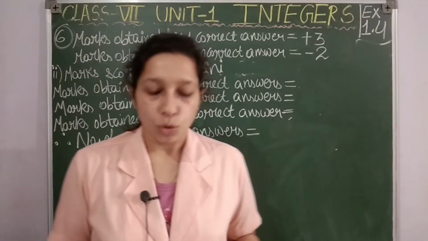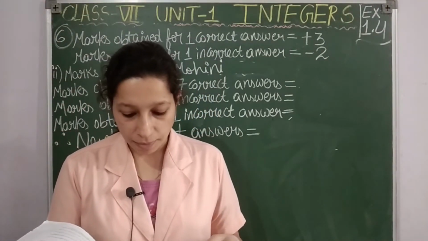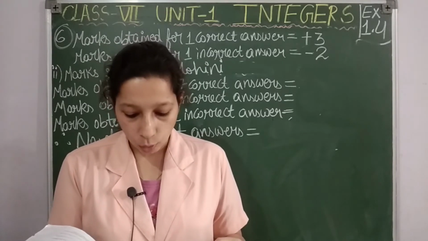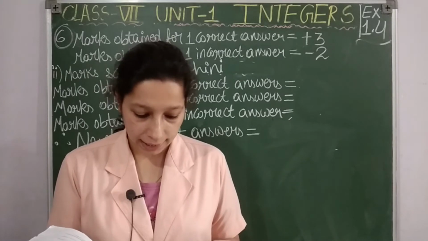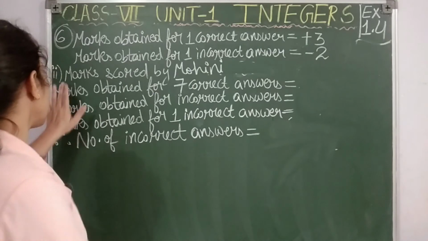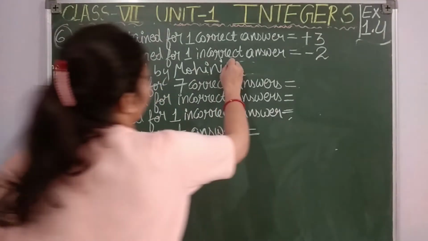Second part of the question, students. Mohini scores -5 marks in this test, though she has got 7 correct answers. How many questions has she attempted incorrectly? Same question as the previous one. Let us solve. So second point, marks scored by Mohini.